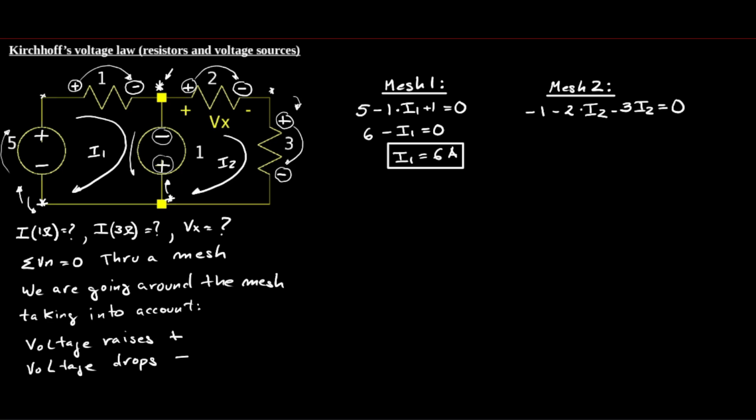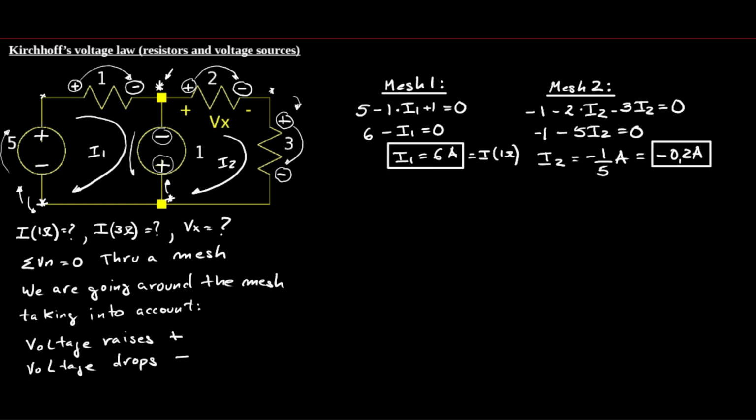Okay, so -1 due to the voltage drop across the voltage source, minus 2 times I2 due to the voltage drop across the 2 ohm resistor, and minus 3 times I2 due to the voltage drop across the 3 ohm resistor. In this case, going around this mesh, I only find voltage drops. So by solving this equation, I get that I2, the current around mesh 2, equals minus 0.2 amperes, or 200 milliamperes.